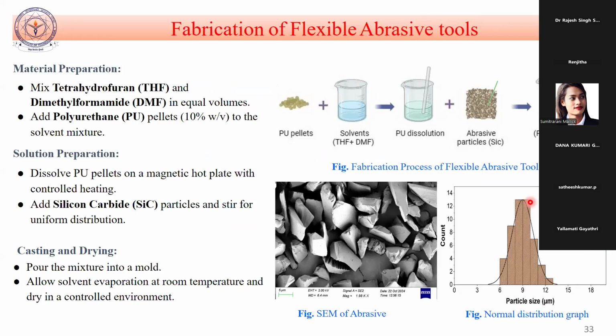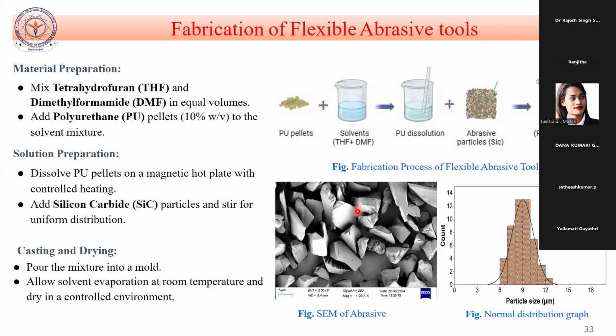But we cannot embed it on the outer surface. We have to make a solution. For the polyurethane, we found two materials: one is called tetrahydrofuran and one is dimethylformamide. These are universal solvents. If we make a solution on a hot plate, we can get 100% dissolution. Once the PU solution is made, obviously we can add the abrasive, this silicon carbide, and then stir it homogeneously. This is the whole aim that we started with.